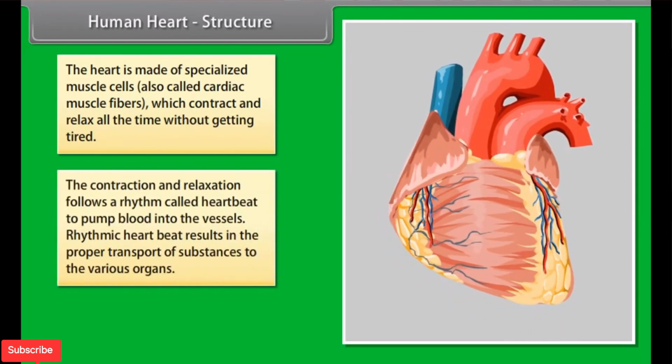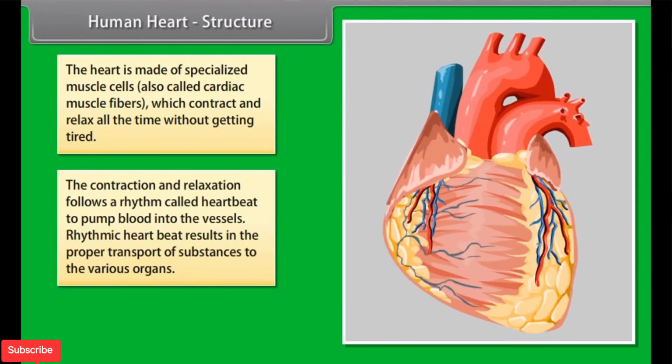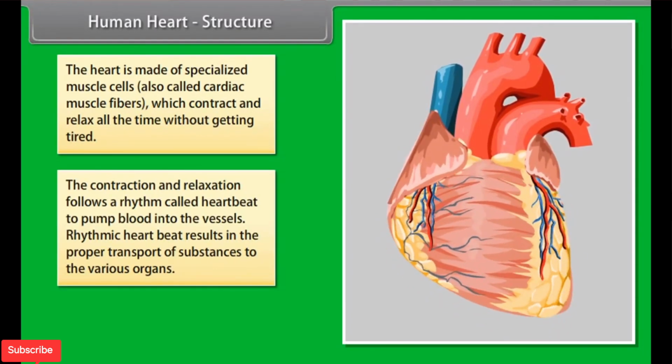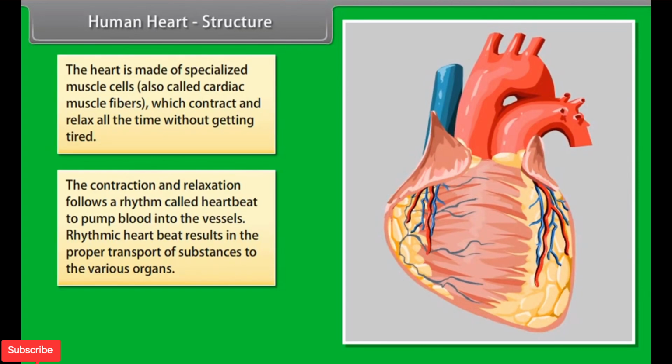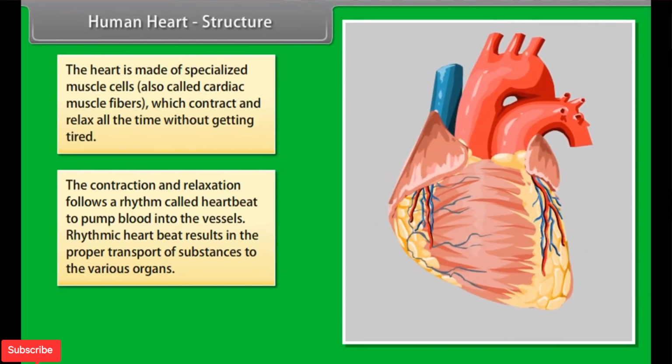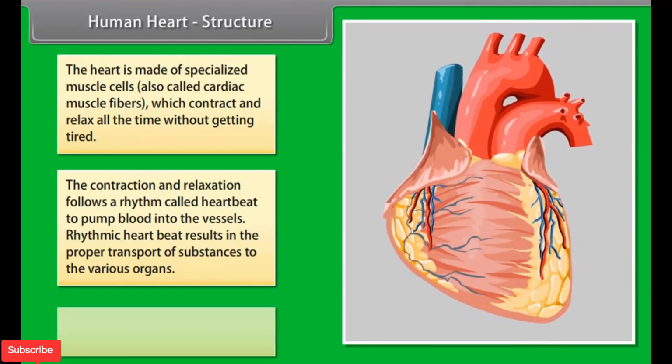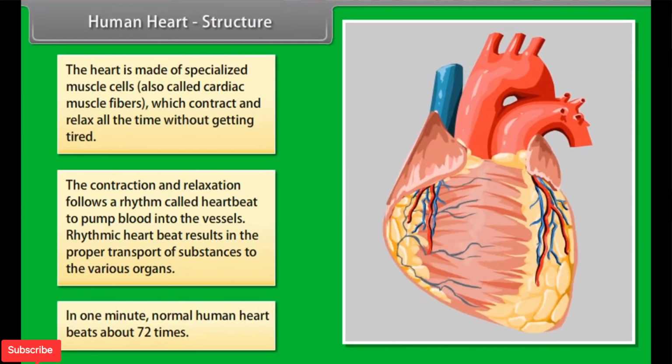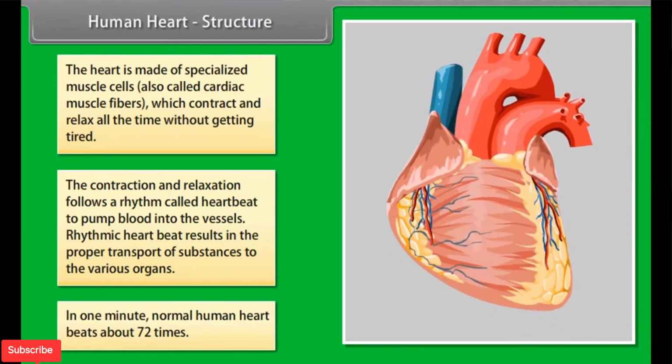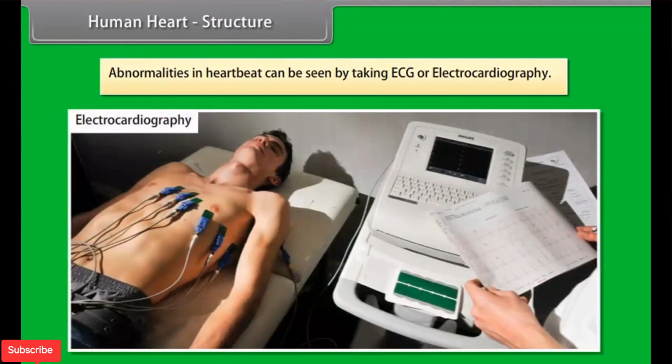The contraction and relaxation follows a rhythm called heartbeat to pump blood into the vessels. Rhythmic heartbeat results in the proper transport of substances to the various organs. In 1 minute, the normal human heart beats about 72 times. Abnormalities in heartbeat can be seen by taking ECG or electrocardiography.